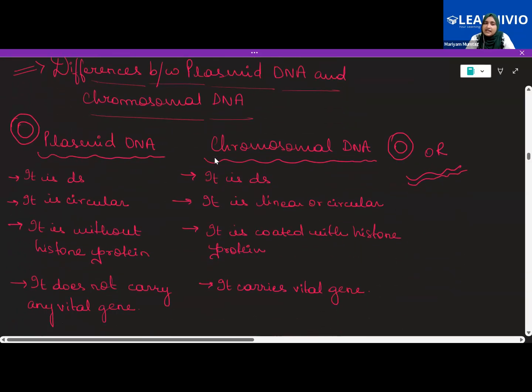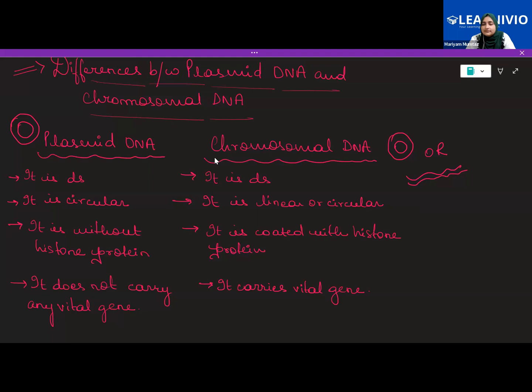Now the difference between plasmid DNA. Okay, never mind, I'll tell you anyway. You know what ROP is in Oman? What is it? Royal Oman Police.